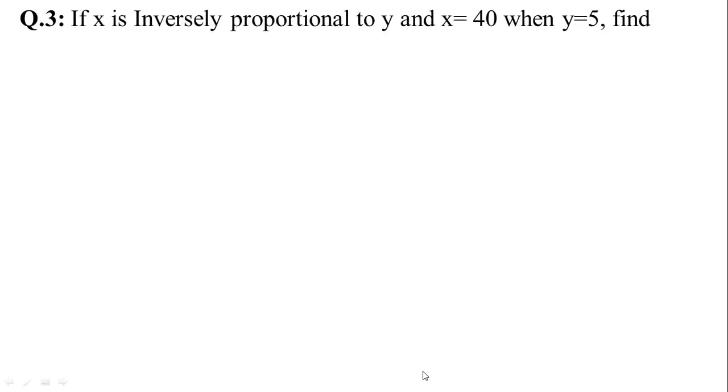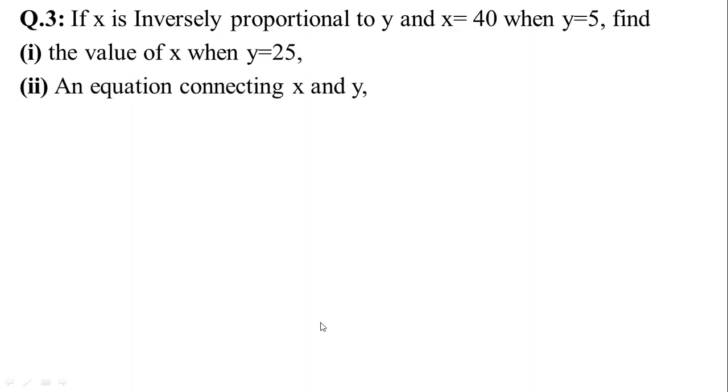Now, question number 3. In question number 3, x is inversely proportional to y. When x is equal to 40 and y is equal to 5, find the value of x when y is equal to 25. Similarly, write a connecting equation between x and y, and in the third part we find the value of y when x is equal to 400. First of all, find the value of the constant.